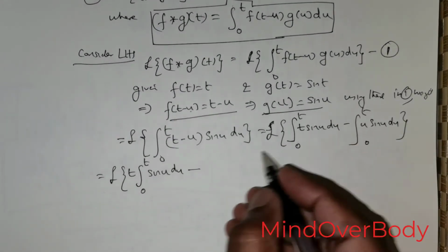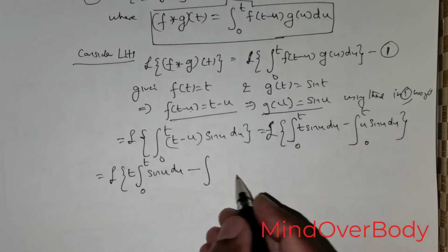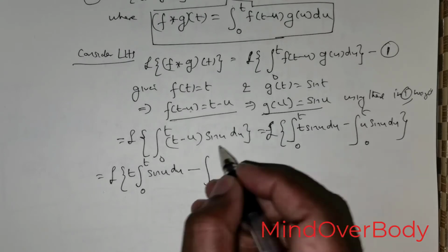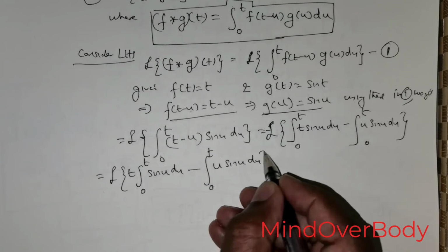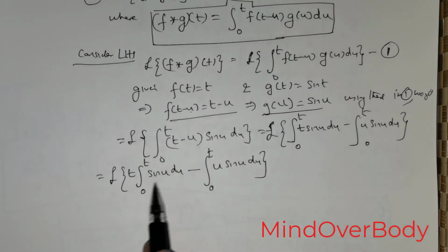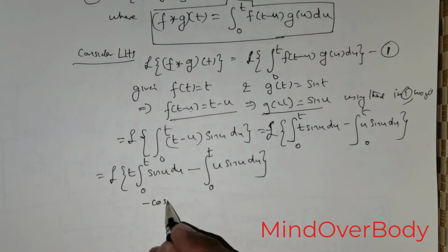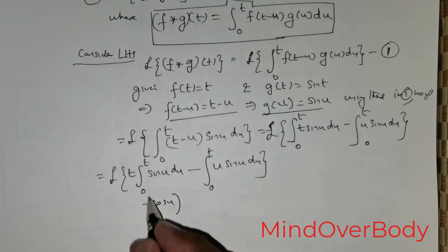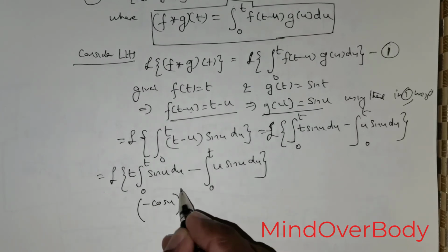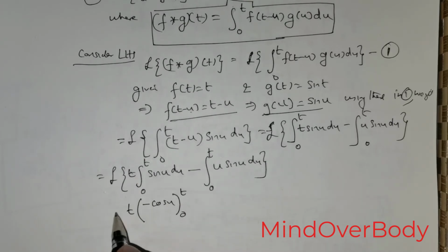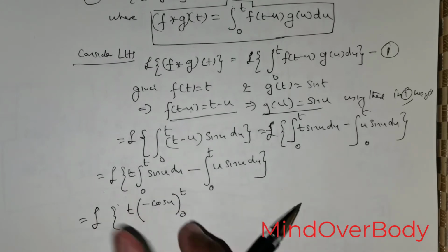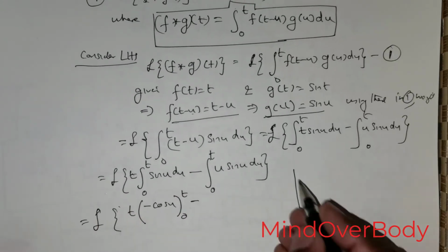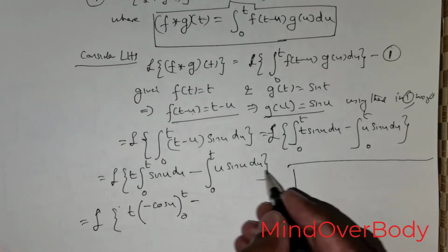Now we need to apply the uv method. So let me write that down again: the integral from 0 to t of u times sine u du. Now the integral of sine u is going to be negative cos u, the limits are 0 to t. Of course you have a t there. So this is actually a Laplace transform of this quantity, followed by, now let me use the rough column to perform the integration.